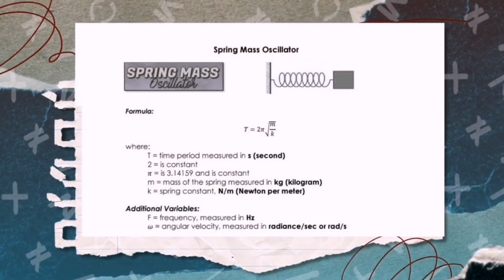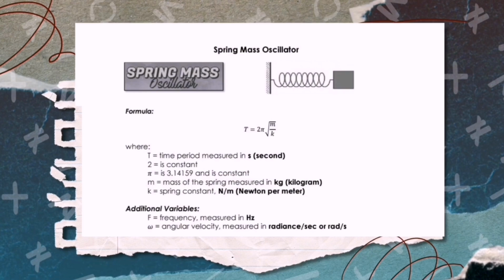We quantify this rhythm using three interconnected concepts. The most important is the period, the time it takes for one full cycle. It's governed by this formula: T equals 2 pi times the square root of m divided by k. The other two are just different ways to measure the same beat.